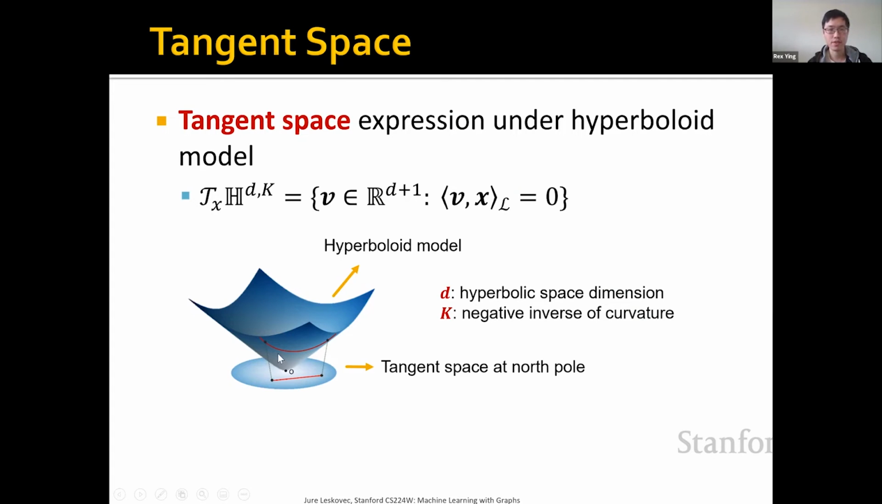We can define certain mappings here. This line is actually a straight line. Of course, it looks like a curve in the hyperbolic space, but if we map it to the tangent space, it becomes a straight line because the tangent space is the Euclidean space. The tangent space is defined again through this Minkowski inner product, where the inner product between v and x is 0. That is, the set of all points v such that the inner product between v and x equals 0 defines the entire tangent space at the point x.